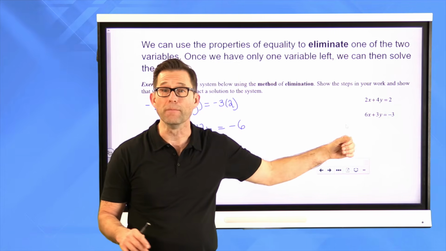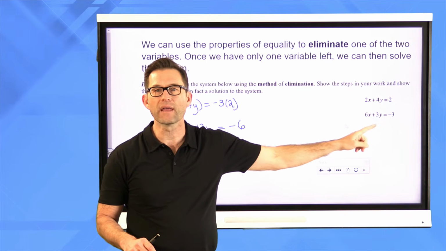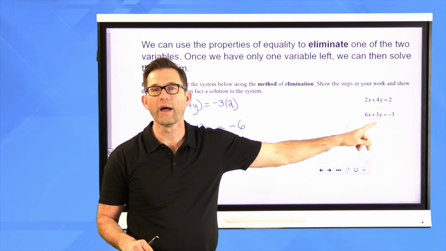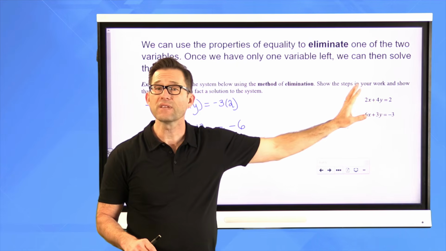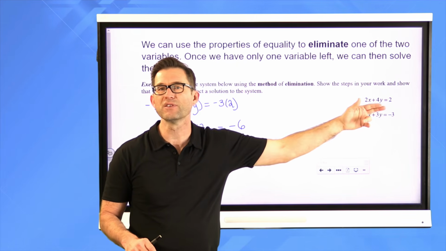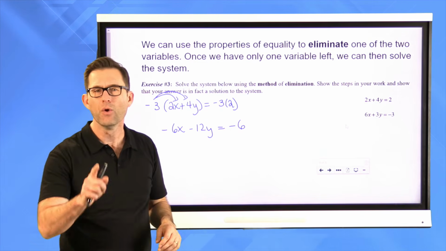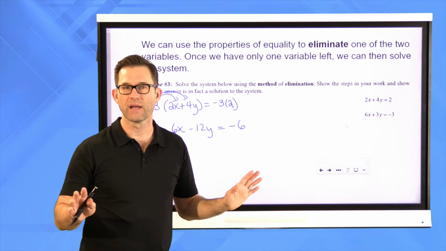Well, I could. The only problem is it's hard to make a 4y into a negative 3y or a 3y into a negative 4y. In those cases, I might want to multiply both of the equations by numbers to maybe make this one a 12y and that one a negative 12y, something like that. We'll see that a lot in the next lesson. Let's not worry about that now.